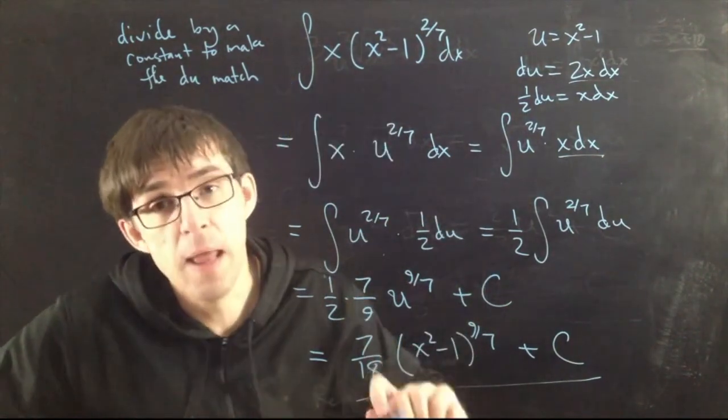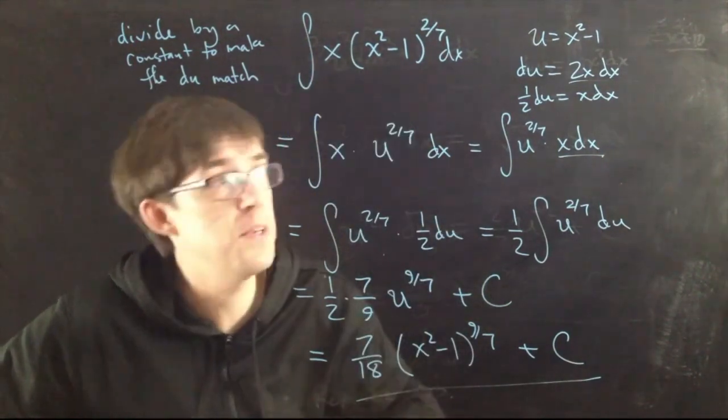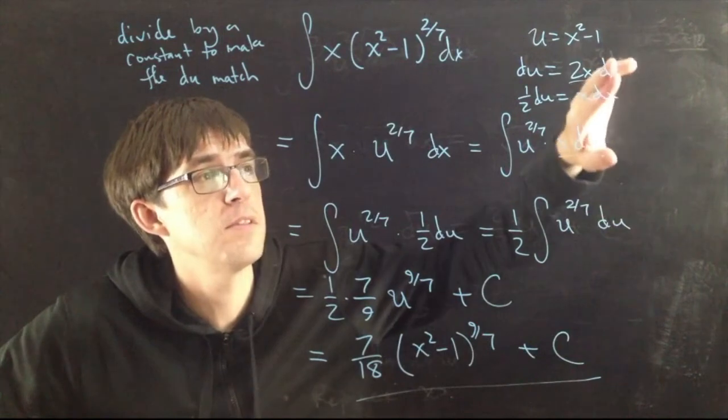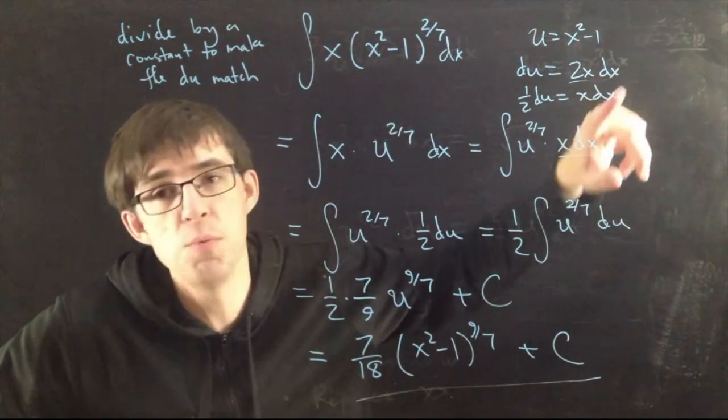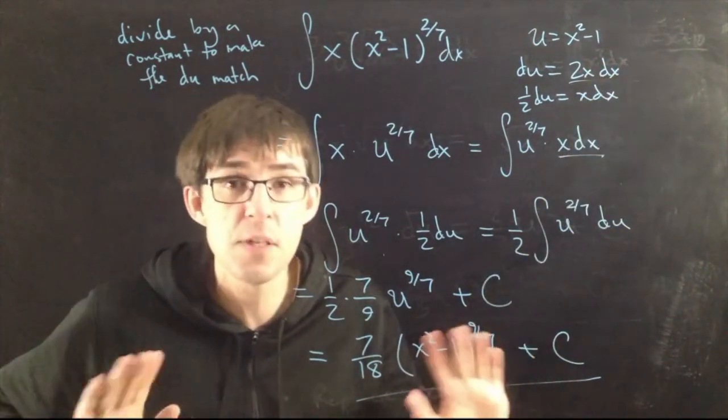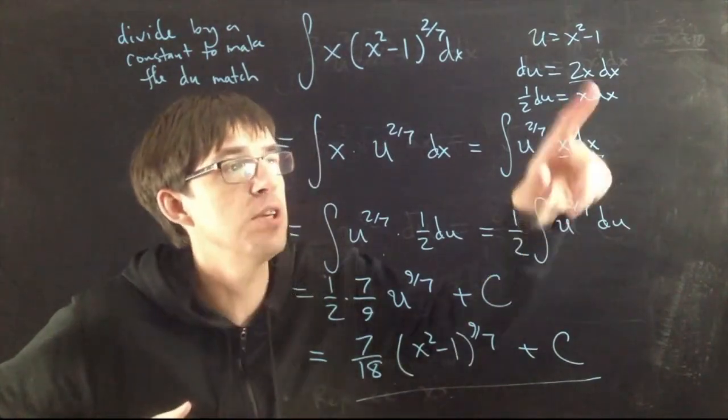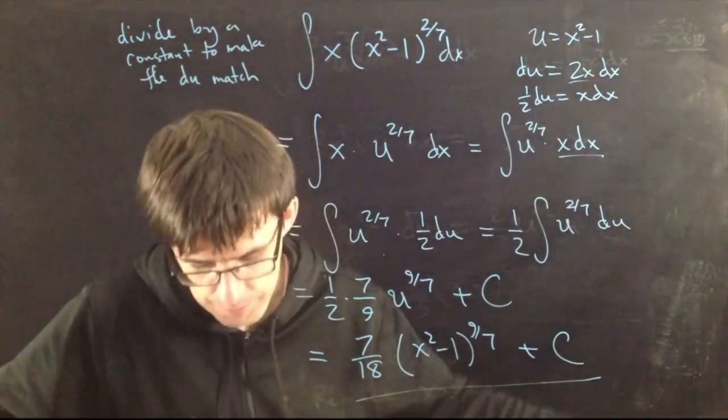Divide by a constant. Usually you do need to do this step because it requires a bit of magic for this to just coincidentally match exactly. Usually it doesn't match exactly. You have to adjust yourself by dividing by a constant.